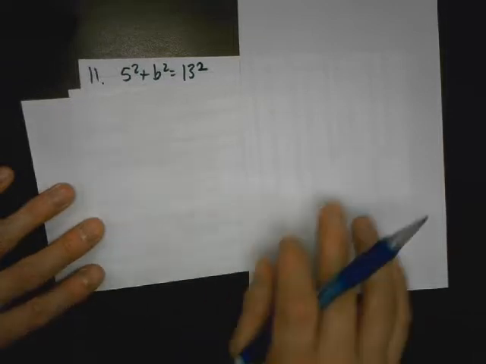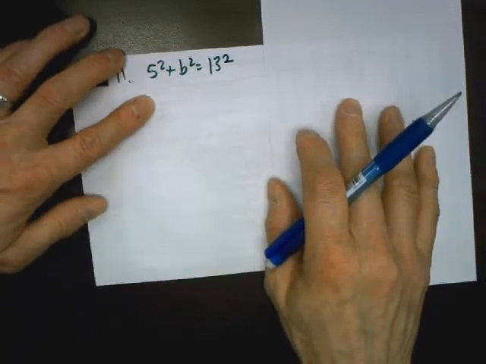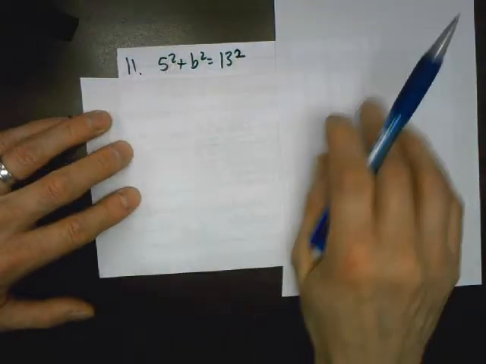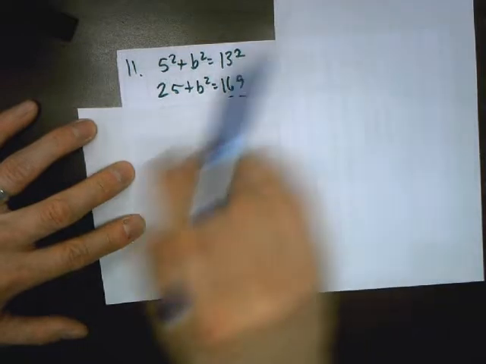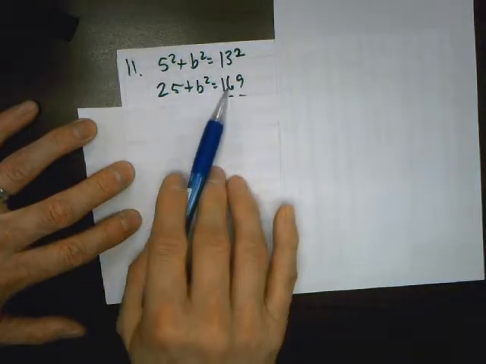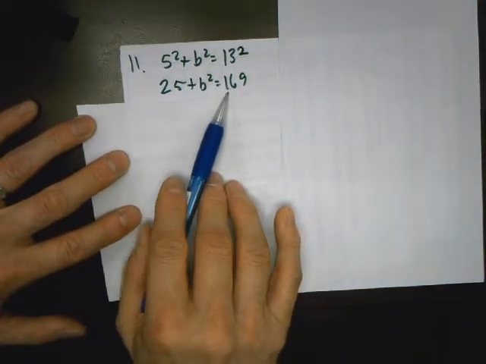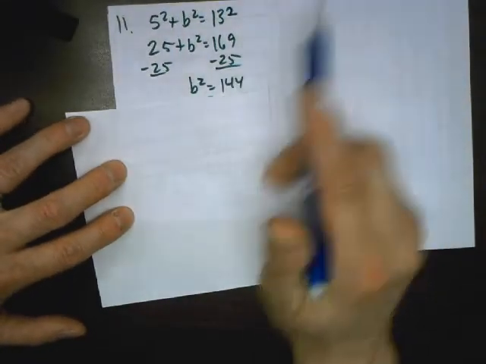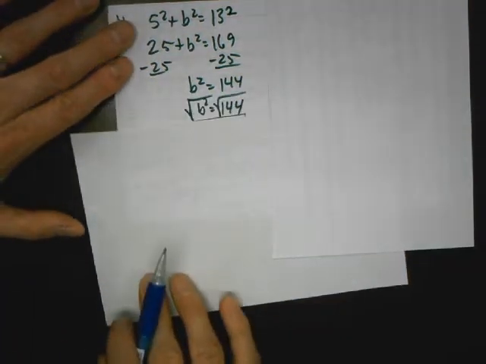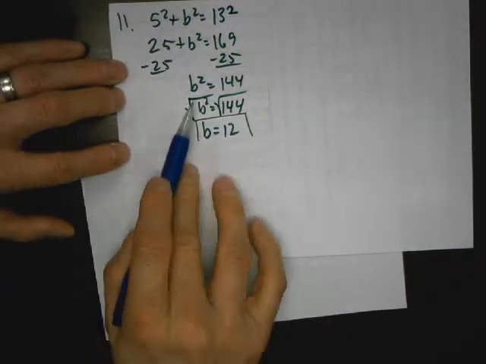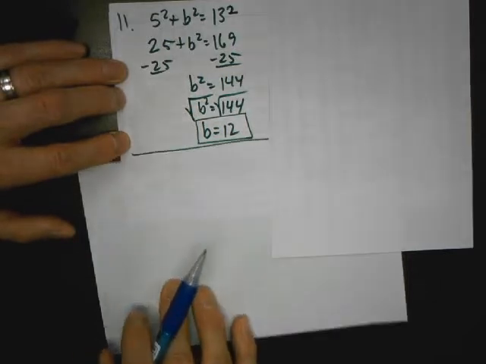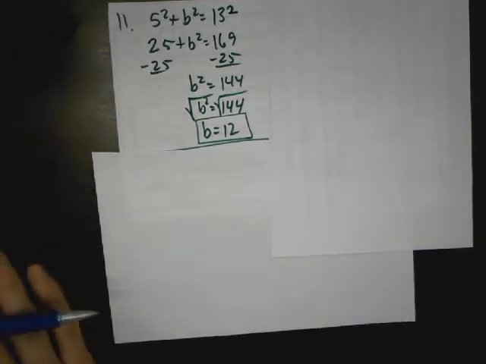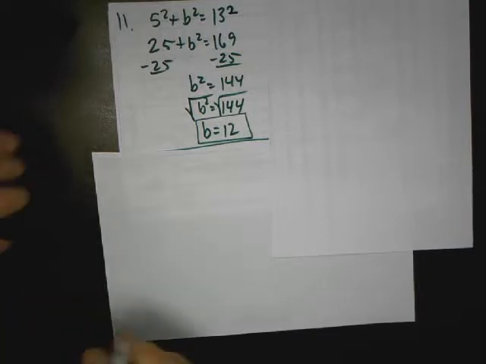Number 11, we have a right triangle. And it says that one of the legs is 5 units and the hypotenuse is 13, so we're going to use the Pythagorean theorem. The 13 has to be the one by itself, right? The 5 can be A or B, it doesn't matter, but the long side has to be by itself. 5 squared is 25, 13 squared is 13 times 13, which is 169. Isolate the variable, subtract 25 from both sides. B squared is 144, but I need B, so I take the square root of both sides, and that makes B squared become B. Square root of 144 is 12. That's the answer.